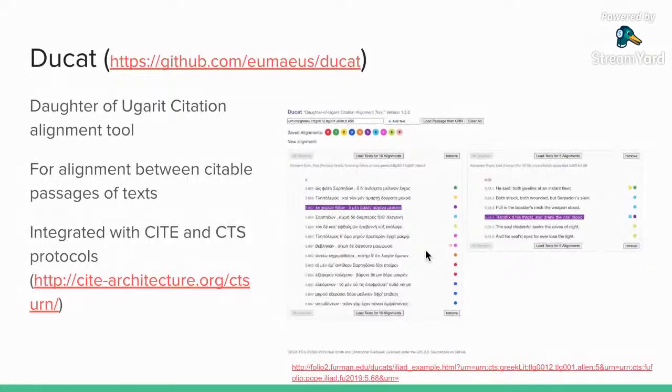So this is the Daughter of Ugarit, and it is a tool that is integrated with the CITE and CTS protocols, and it is used locally to align citable passages of text. So not only word-by-word alignment, but also potentially any passage of a text that is citable through the CTS protocol. So it can be documents, it can be sentences, it can be words. It works locally at the moment, and potentially you can align an unlimited number of texts.